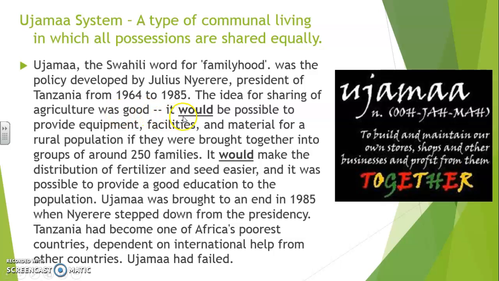And it was good. It would be possible to provide equipment now to everybody, facilities and material to all the rural people who are very poor. And you'd work in groups of 250 or more. It also would make the distribution of fertilizer and seed easier, kind of like our co-ops do, and to provide a good education. Again, all good. Maybe they're going to be happy, but it didn't work. It ended in 1985 when he stepped down as president. At that time, Tanzania was one of Africa's poorest countries. Ujamaa, to build and maintain their own stores and stuff like that, had failed. It means familyhood.